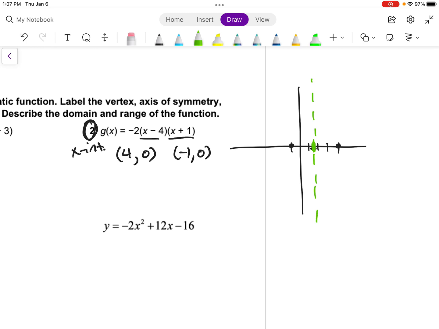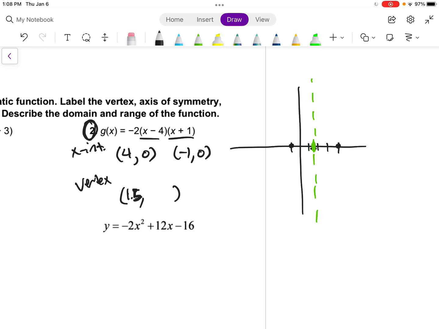And so my vertex was when x was 1.5. I think I might have said 2.5. I don't know what I said. We go over 2.5 from either side, but that puts me on the x-axis at 1.5. Now that's only the x-coordinate. We still need to find the y-coordinate.